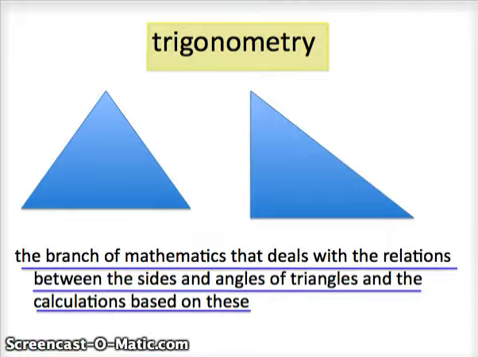All right, trigonometry. From the roots trig meaning three, gon meaning angle, and meter meaning measure, so measure three angles, right? The branch of mathematics that deals with the relations between the sides and angles of triangles and the calculations based on these. So here are my triangles. 1, 2, 3 sides, 3 corners, all that good stuff, right? Her knowledge of trigonometry was of value in her surveying job.